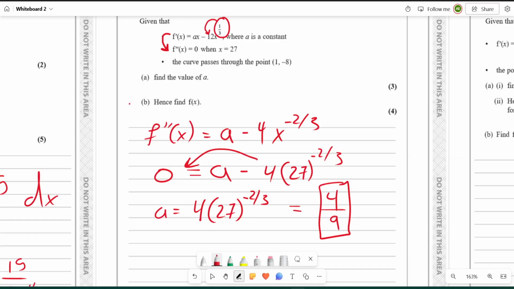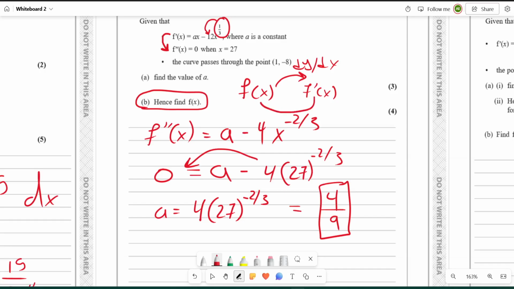Now, the question tells me that I need f of x, okay? So I start like this. I start from f of x. If I want to go to f dash of x, I differentiate, so dy by dx, differentiate. If I want to go back, I integrate. So I have f dash of x, now I know what is a. In order to get f of x, I need to integrate. So let's do that real quick.